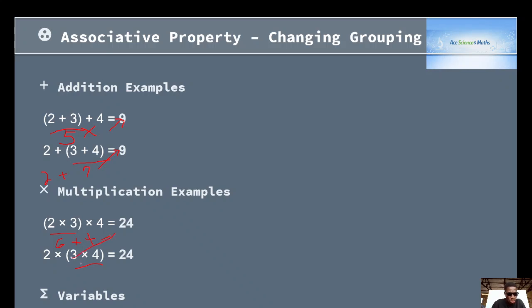Now when you multiply 3 and 4 first, which gives us 12, and then you multiply that by 2, we still have what? 24. So it tells us that multiplication and addition are associative. The same way as in commutative property, addition and multiplication are commutative. So here too, division and subtraction are excluded because they do not qualify for this particular property.